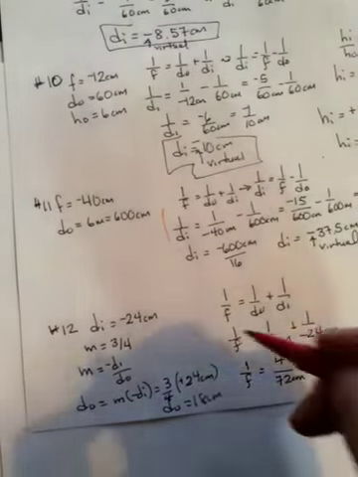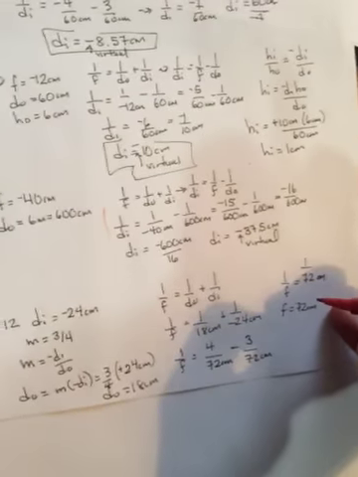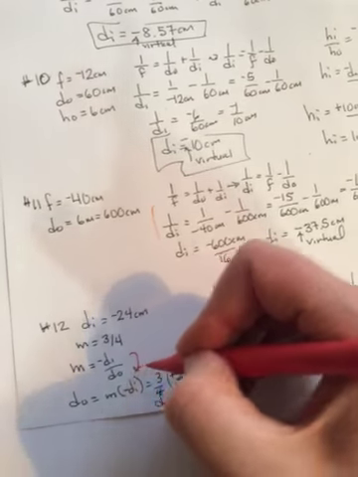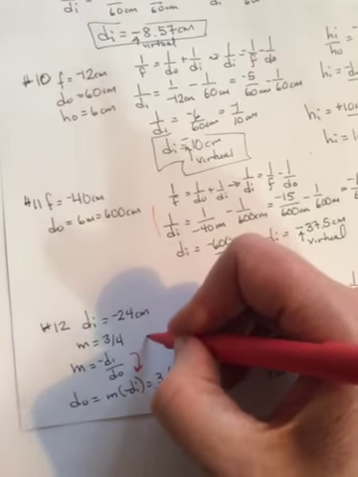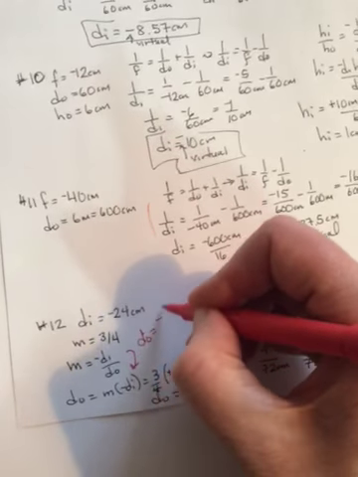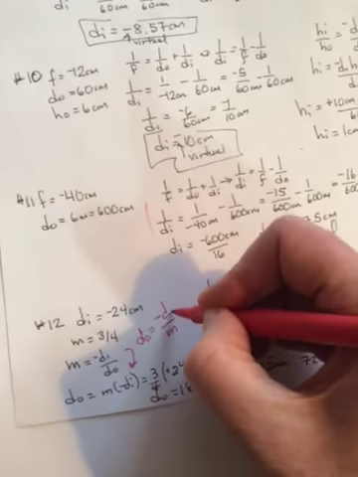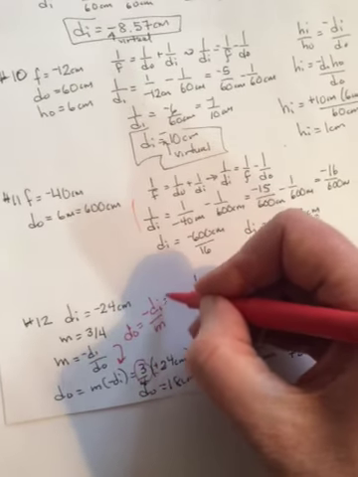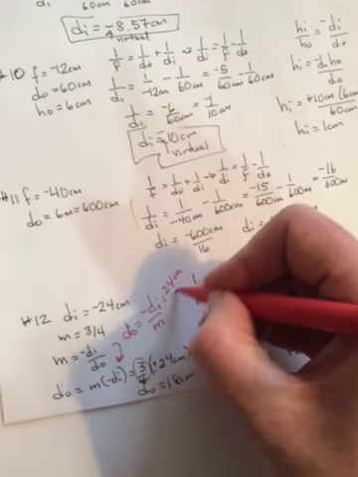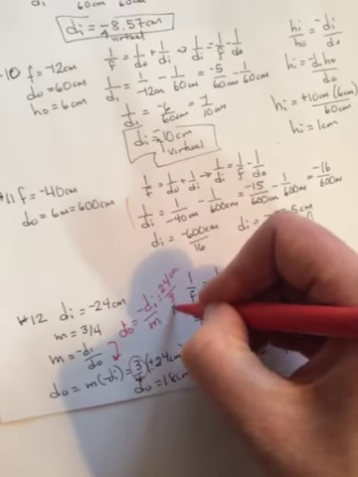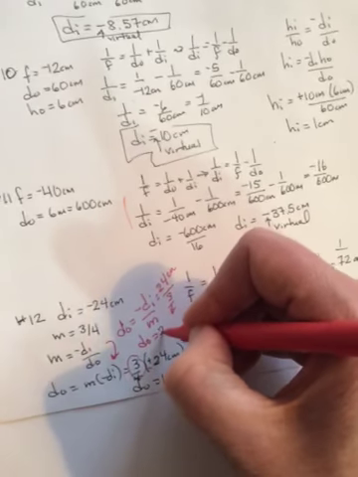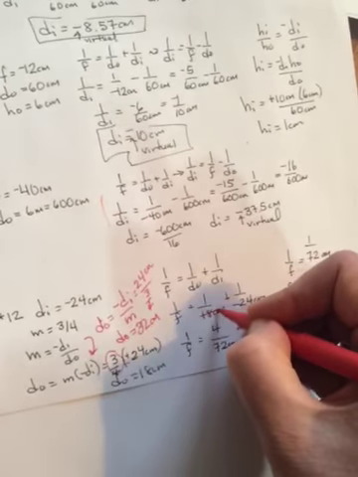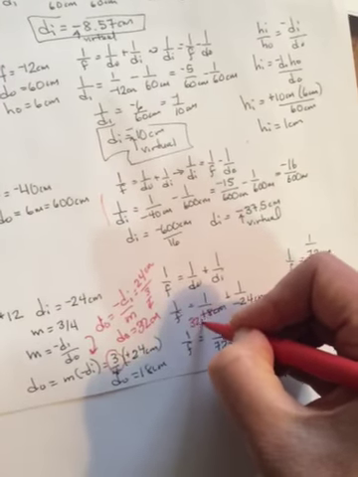So the good news is, yes, I did screw up. It's always about look at your answer and see if it makes sense, and my answer didn't make sense. I screwed up right here. When you rearrange for DO, it is equal to negative DI divided by M, not multiplied by M. So this is going to be 24 centimeters divided by 3/4. So DO is actually going to be 32 centimeters, not 18. So this needs to be 32 centimeters.